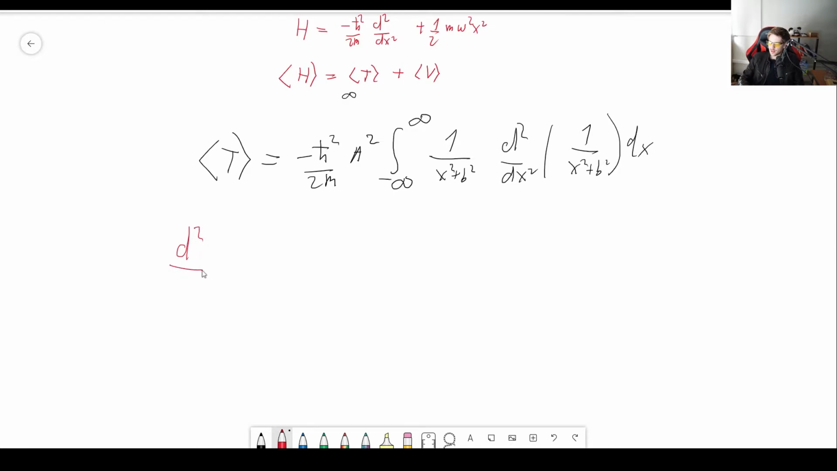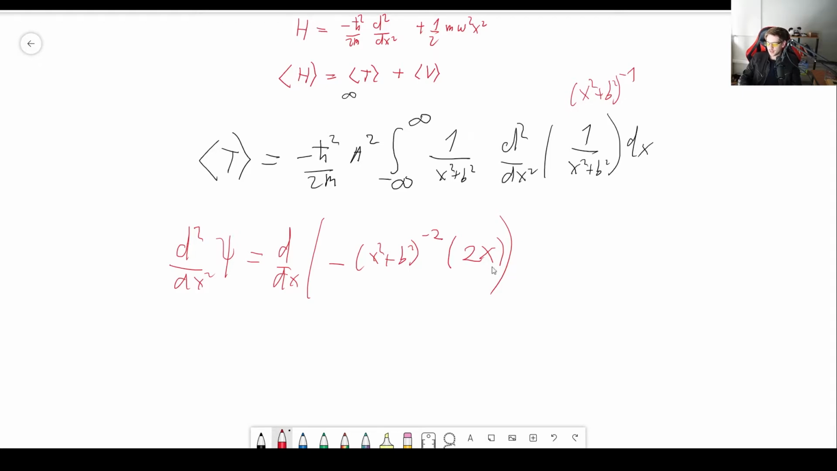So the second derivative, what is it? Well, let's differentiate once. At least that's how I like to do it, I write this as x squared plus b squared to the minus 1. So this would be minus, and then we get x squared plus b squared to the minus 2. And then because of the chain rule, we multiply by the derivative of what is inside, which would be 2x. Okay, so that's the first derivative.